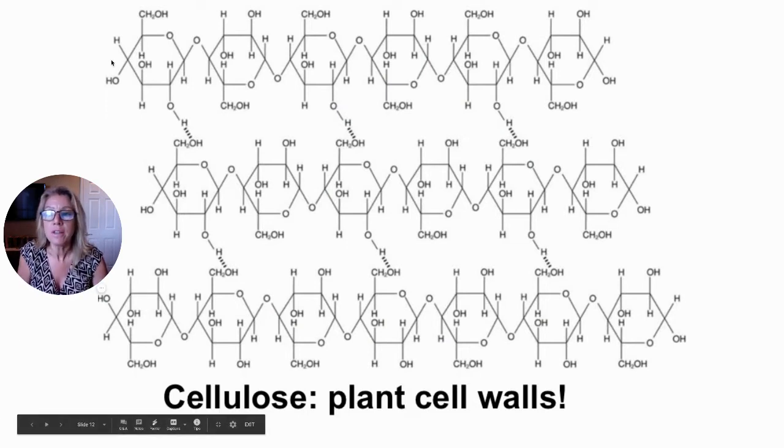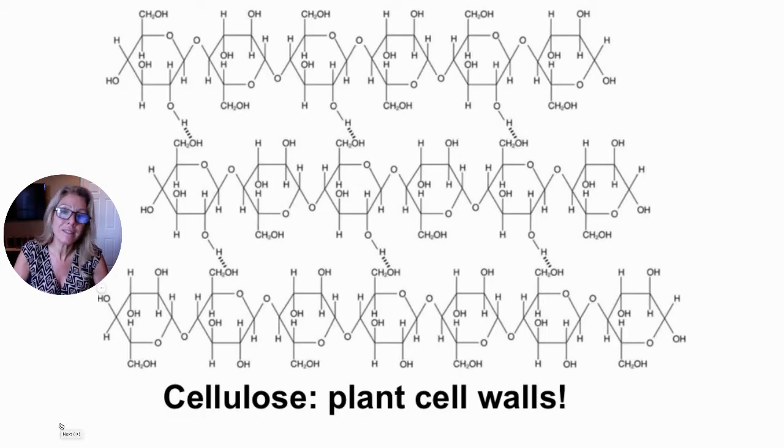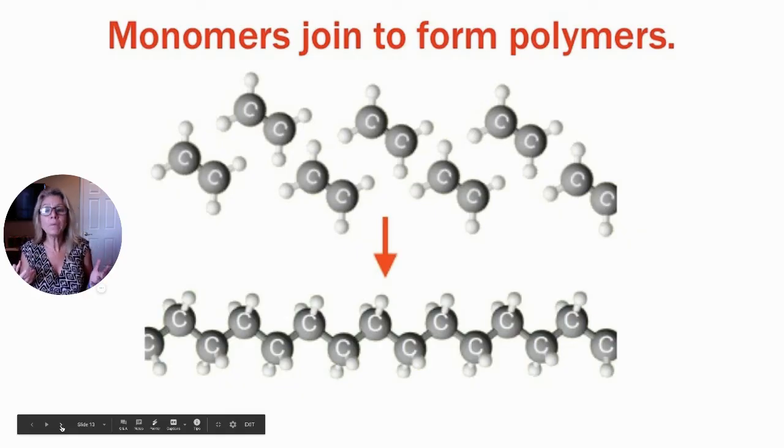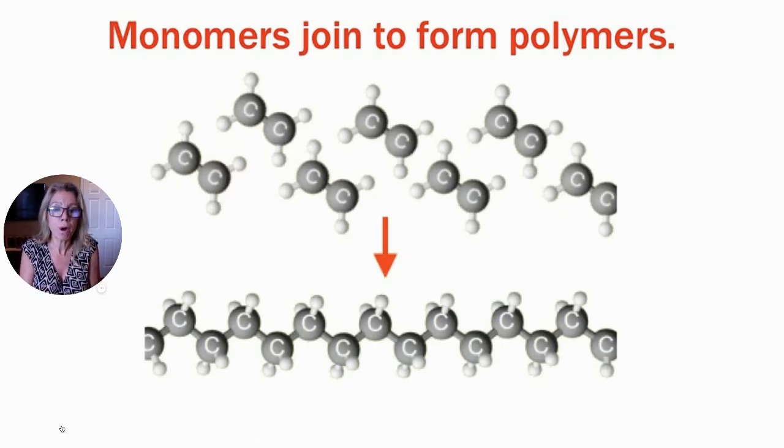And you can see these repeating units going across here. Okay, these repeating units. That's how you build cellulose. Now, we know for us, we don't even have the ability to digest cellulose, plant cell walls, right? We have to use our broad, flat molars in order to break the cell walls down in order to get the nutrients. So how is that built? Monomers are joined together to form polymers.